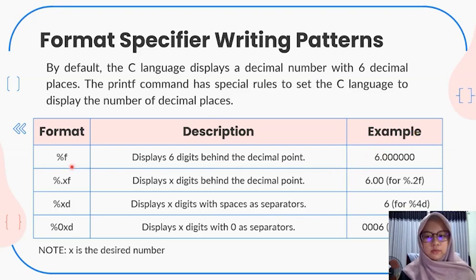So basically, if you use only %f, it will display 6 digits behind the decimal point like this. There are 6 zeros behind the decimal. And then %.xf displays x digits behind the decimal point. For example, if you use %.2f, there are 2 digits behind the decimal point. And then the third one is %xd to display x digits with spaces as separators. And then %0xd to display x digits with 0 as separators.